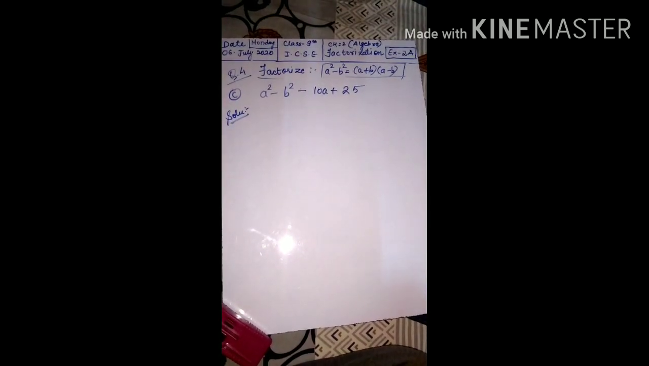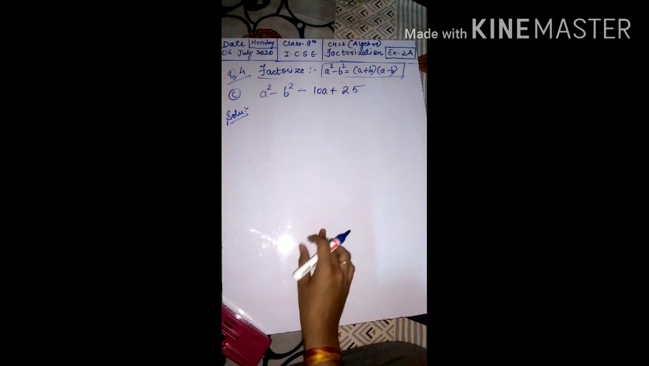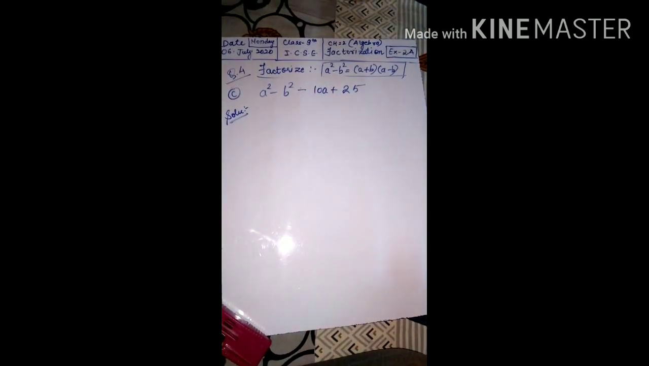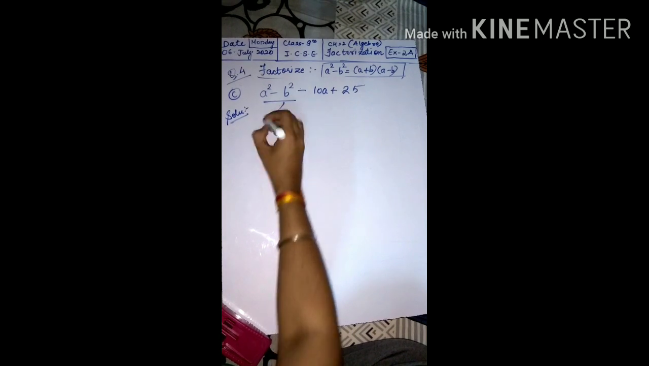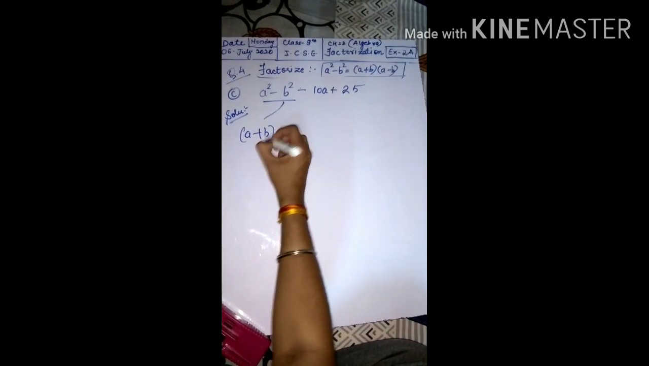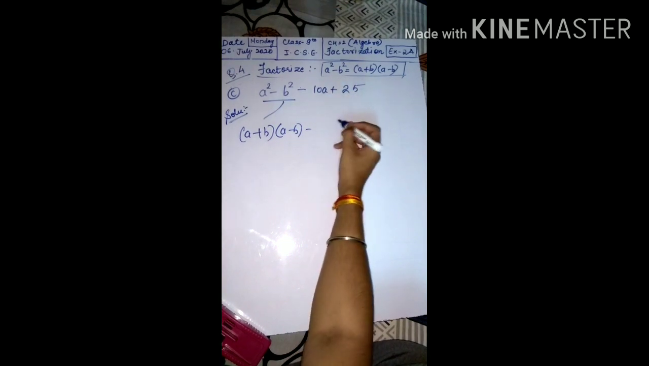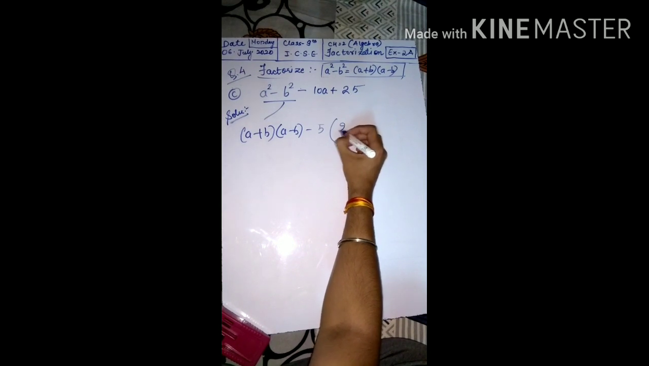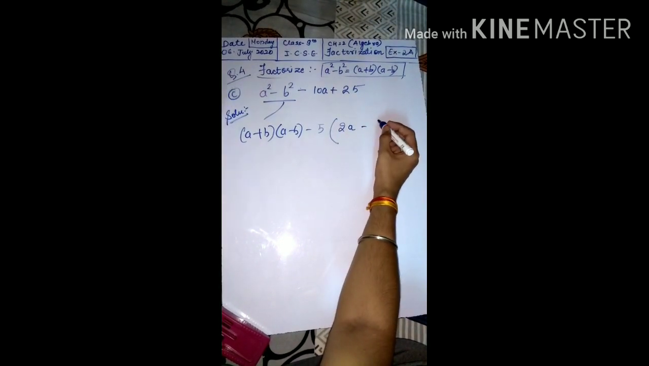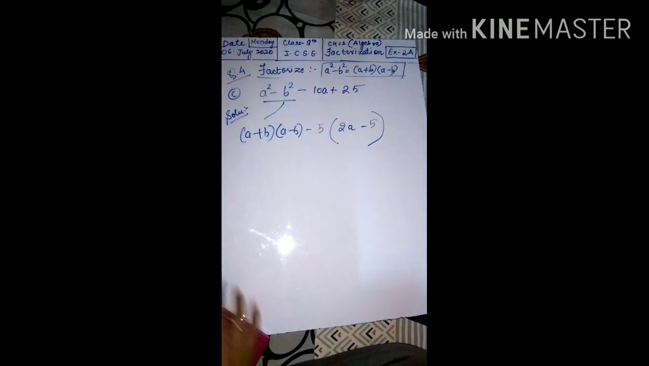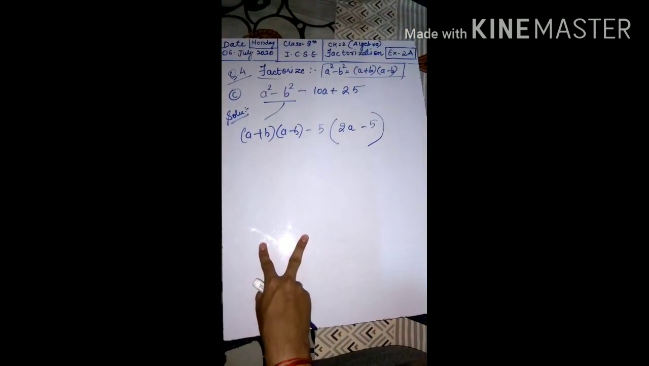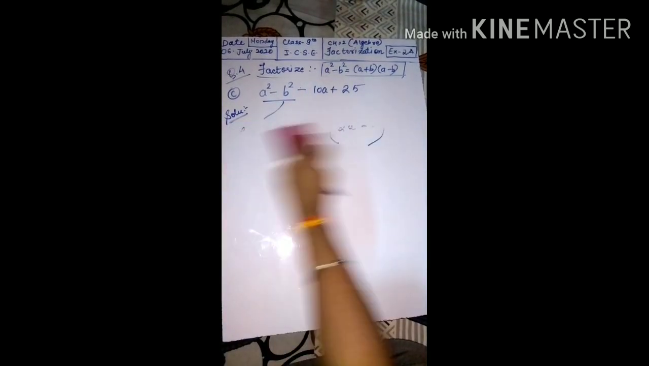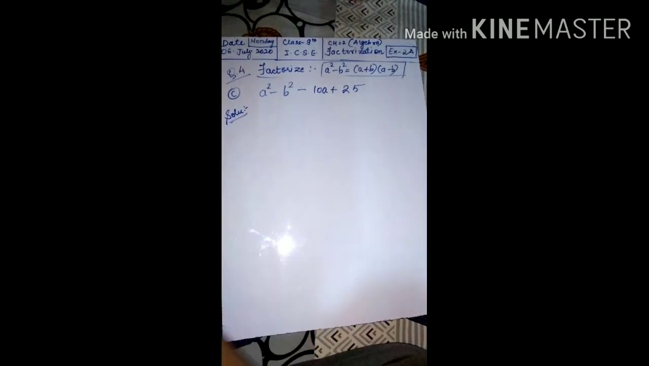See, in this question we are going to do something different. You are given a square minus b square minus 10a plus 25. So you might be thinking that this a square minus b square can be split into a plus b and a minus b, and then from this one you can take 5 common, and in the bracket you will get 2a minus 5. But can you take common after this step? No, we don't have any option, and we cannot factorize like this. So in this question we are going to do something different, and that you have to remember.